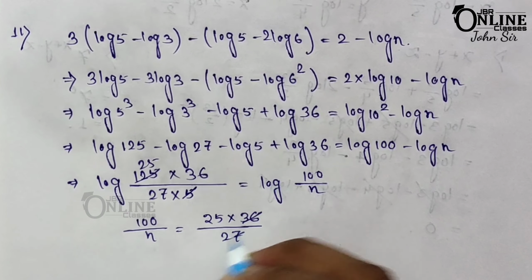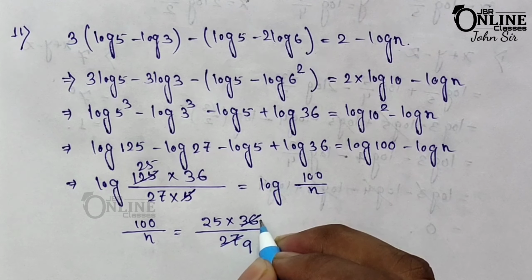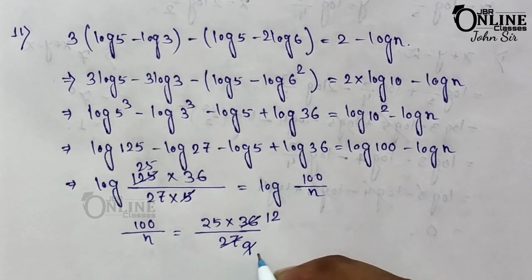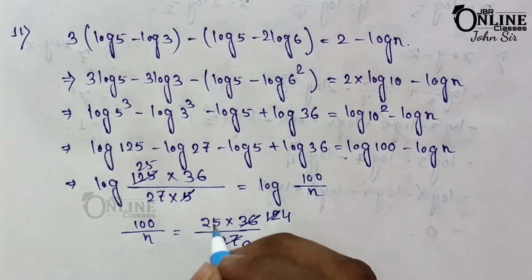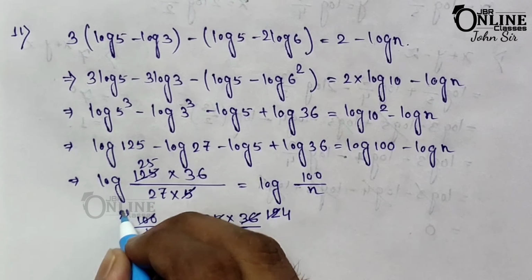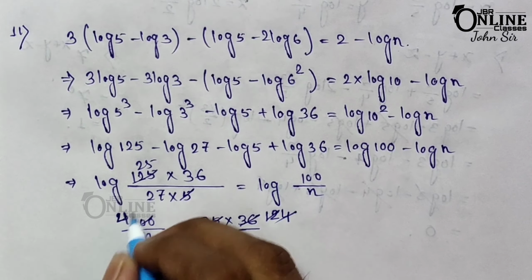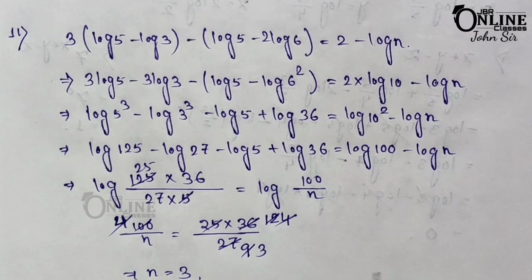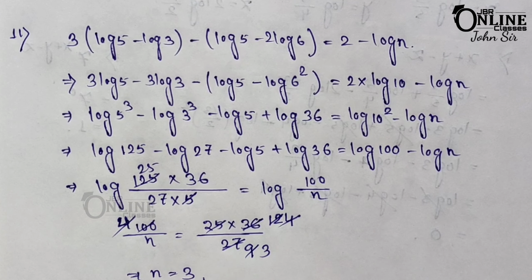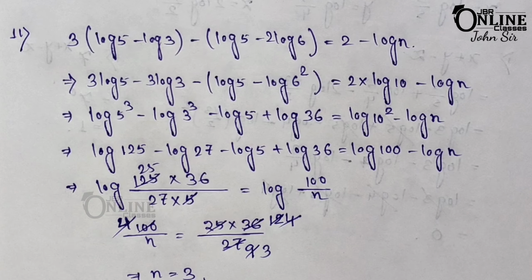Okay, now here 39, 4. So it's also 4. Now 4 you can cancel out. Now cross multiply. So here n equals 3. Okay, that means the final value of n equals 3.